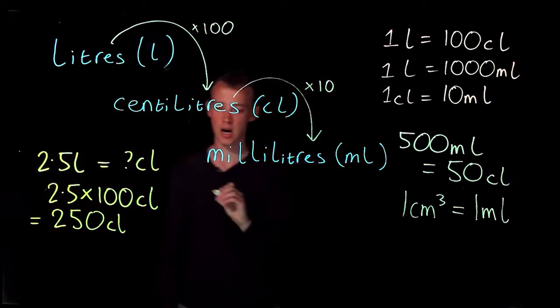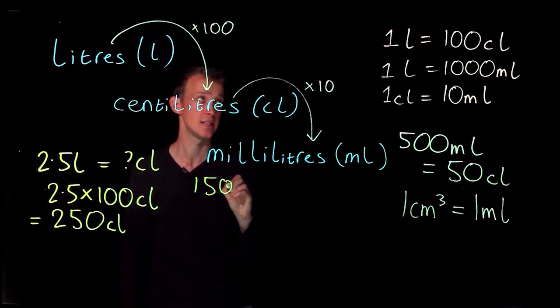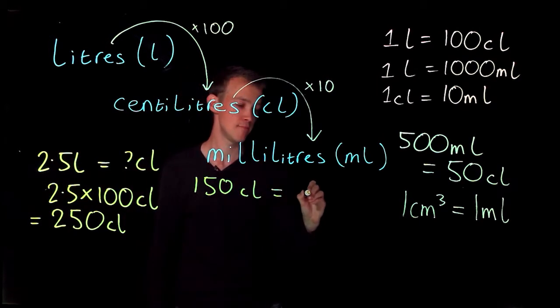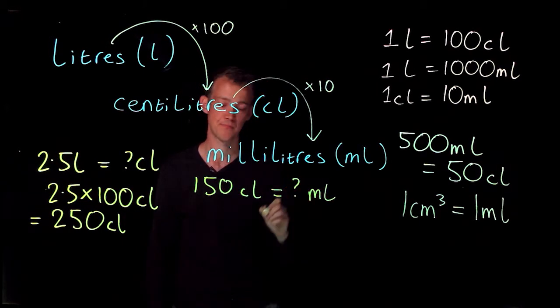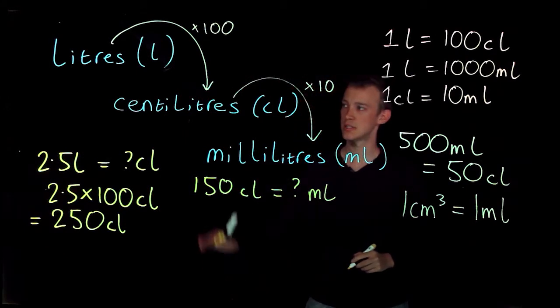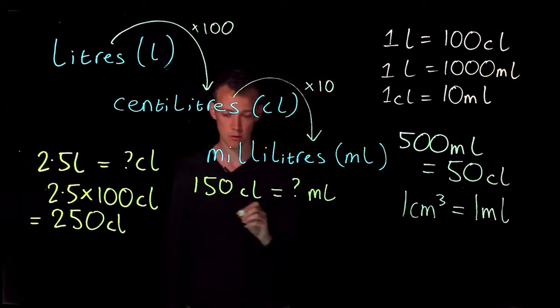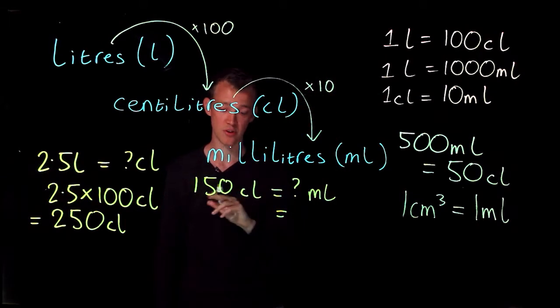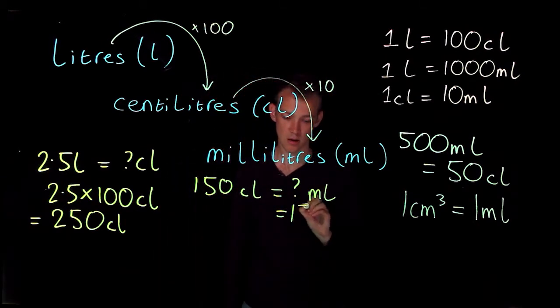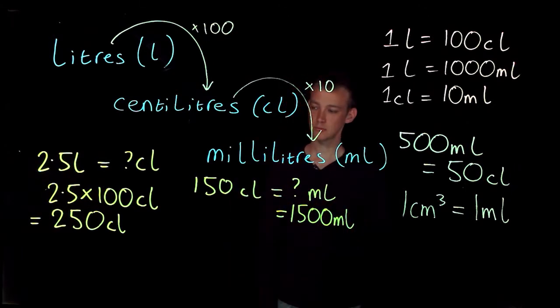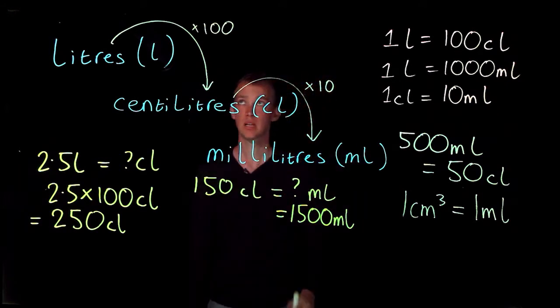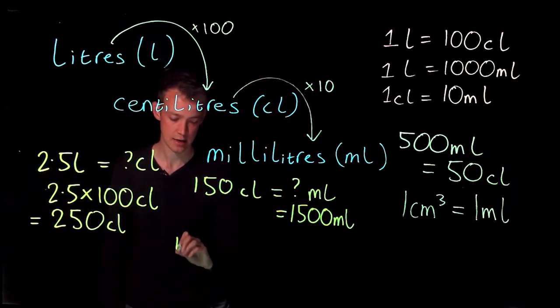Okay, what about 150 centilitres into millilitres? Well, centilitres into millilitres are multiplied by 10. So, multiplying 150 by 10 will give me 1,500 millilitres.